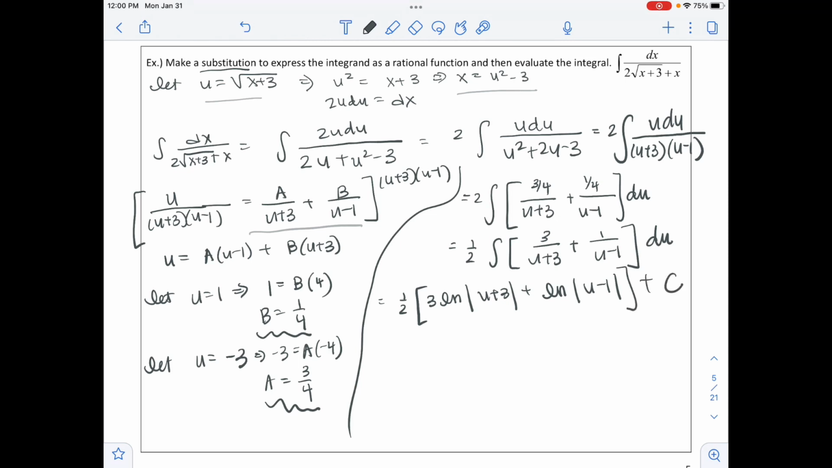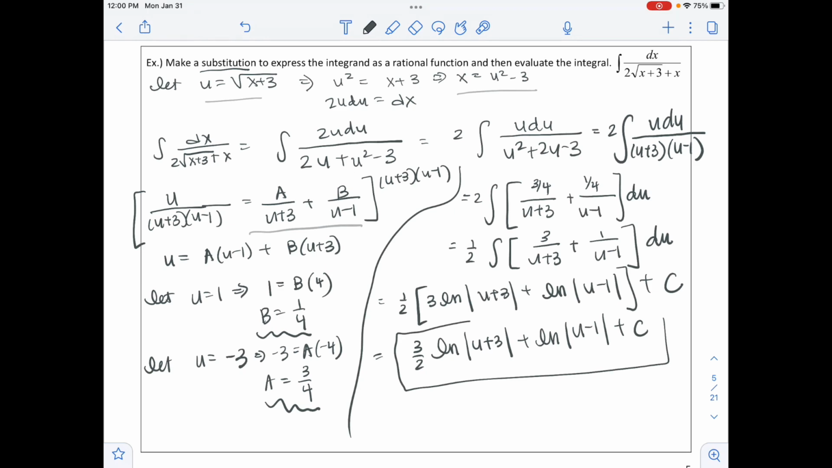You can simplify by just distributing that 1/2, or you can leave it as it is, but we'll say 3 over 2 times the natural log of the absolute value of u plus 3, plus the natural log of the absolute value of u minus 1, plus C. And that would be our final answer.